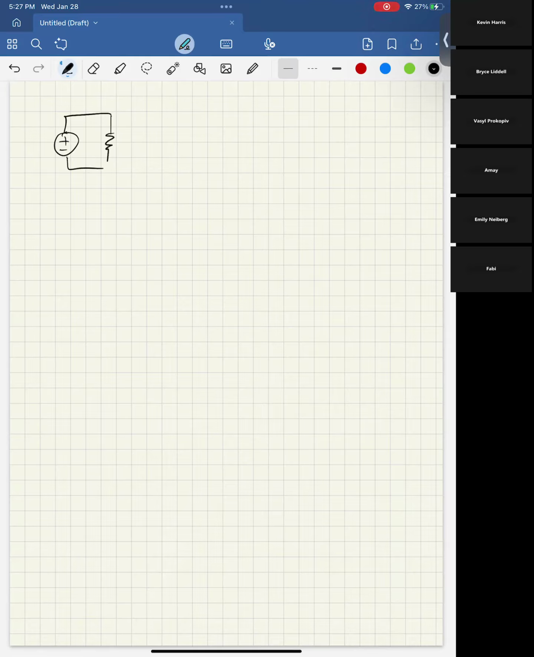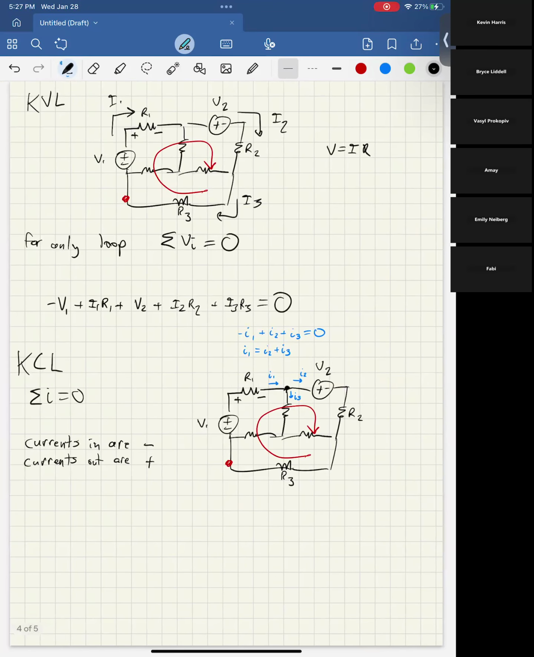You can only use those loops if it's just like a resistor and a voltage source, but if there's like a capacitor, you can't do it. Or when can you use the loop? Isn't it very specific to when you can do it? Kind of.